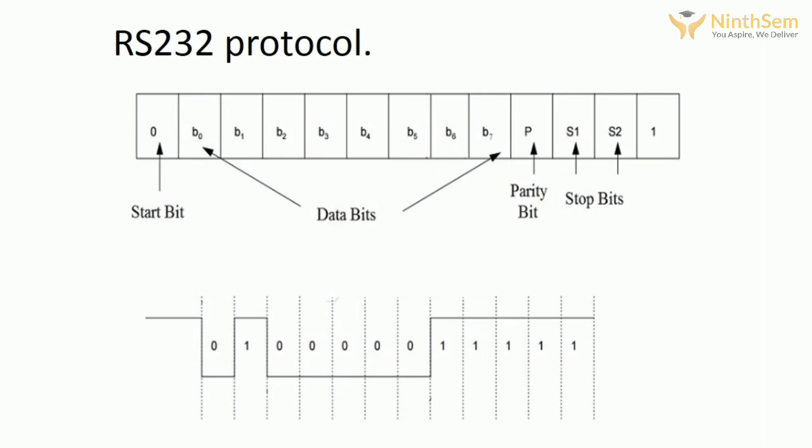If we can see, there is a start bit 0, then data bits, which are 8 bits present starting from B0 to B7, then a parity bit which is written as P, then 2 stop bits are present, that is S1 and S2, and at the end the parameter which can be either 0 or 1.